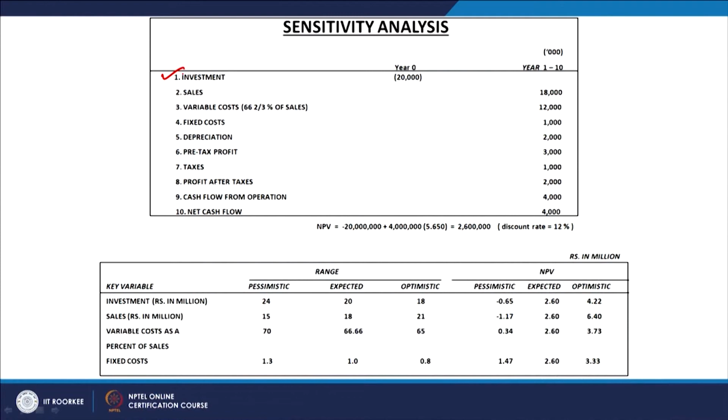So, we can see this total information given here. If you talk about the investment requirement of the firm, these figures are in thousands. So, it means 20,000 thousand, which is 2 crores. An investment of 20 million is required.